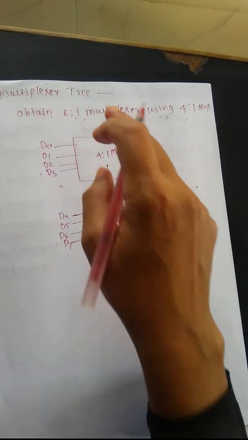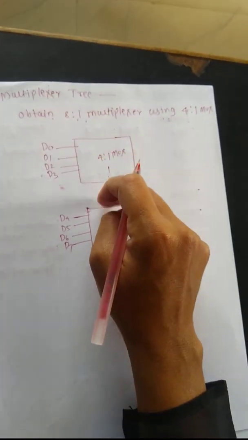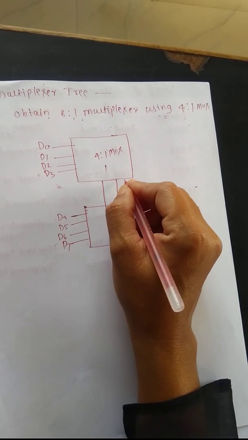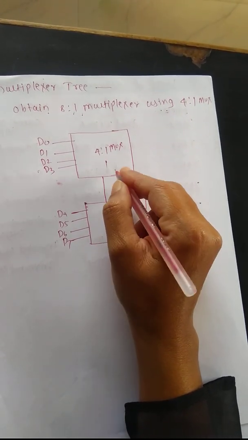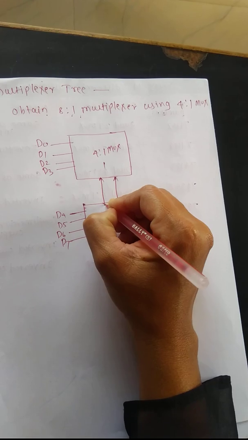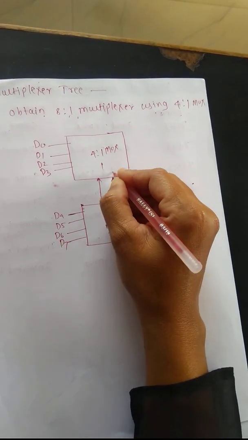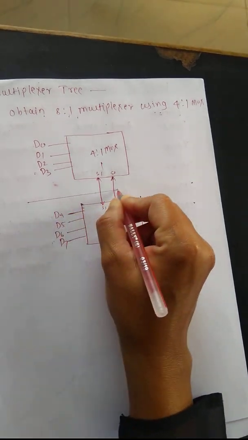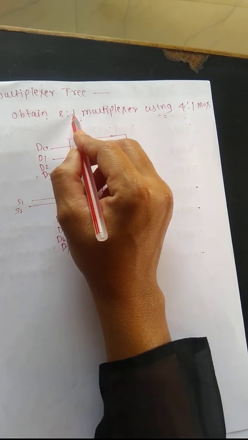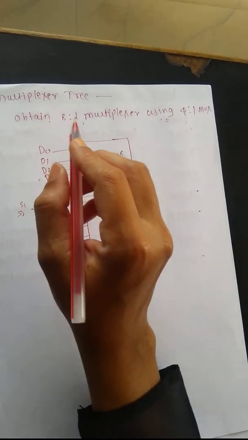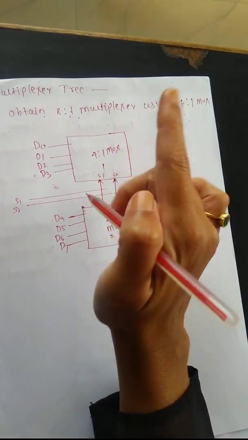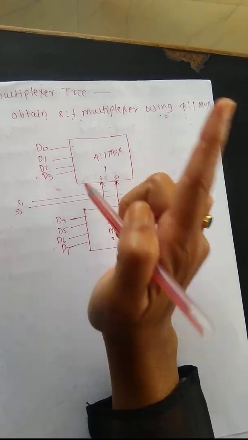After that, how many select lines do the 4:1 multiplexers have? There are 2 select lines, S1 and S0, and for both 4:1 multiplexers they are connected in parallel: S0, S1, S0, S1. An 8:1 multiplexer requires 8 data input lines, 3 select inputs, and 1 output, but a 4:1 multiplexer has 4 input lines, 2 select lines, and 1 output.